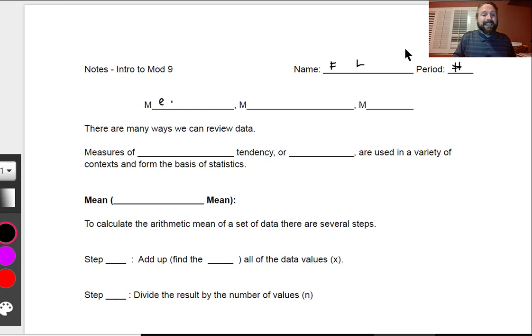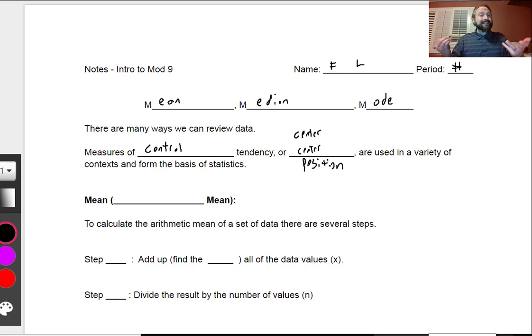Today we're going to be talking about mean, median, and mode, the three M's. There are many ways we can review data. Measures of central tendency, or the central position, or the center, are used in a variety of contexts and form the basis of statistics.